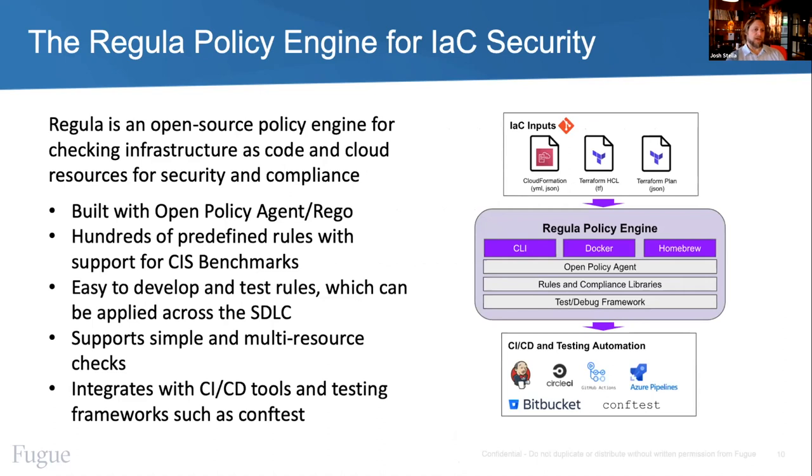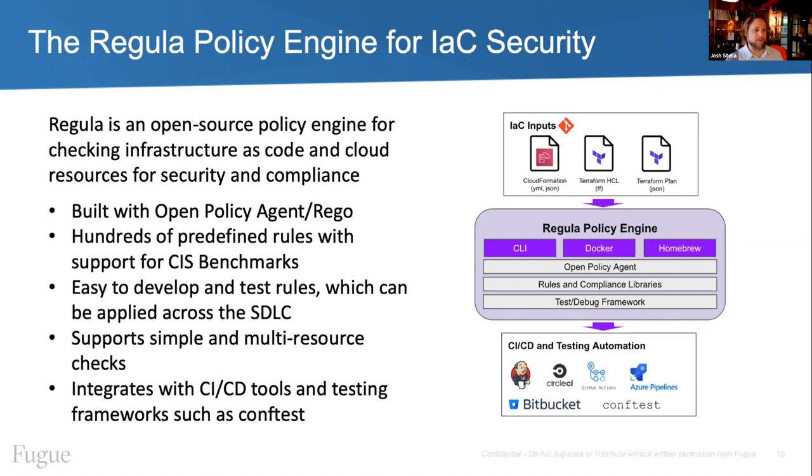So the Regula policy engine is an open source policy engine for checking IaC for security and compliance using Open Policy Agent. The good folks at Styra, who are good friends of ours, built Open Policy Agent, which was mostly used before Fugue picked it up for transaction authentication in things like Kubernetes clusters. But what we've done with Regula is really build tooling around OPA for infrastructure as code and cloud security.